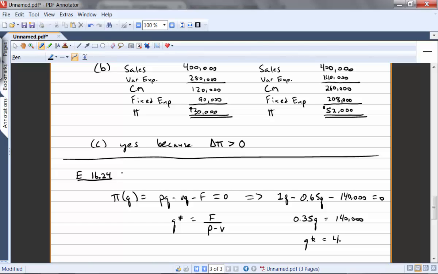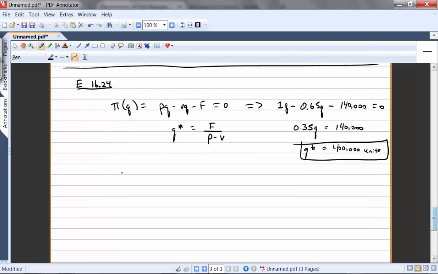Which is 400,000 units. We'll just call it units, but the units here are loaves of bread. If we sell 400,000 loaves of bread, we'll break even, using the traditional analysis. Now question 2 is, using ABC costing, calculate the break-even point in units.